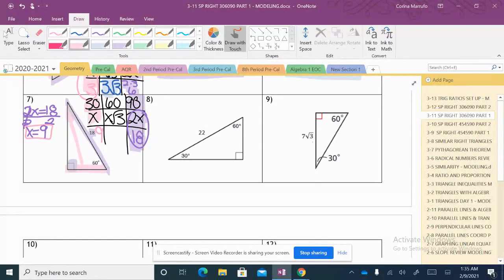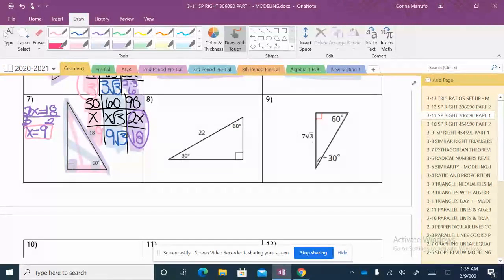And it's your smaller side, your smallest side. Now, to find the side across the 60-degree angle, we're going to take x, which we already know. This is my side across the 60. So now that I know that x is equal to 9, when I plug it in here, it's just going to be 9 times the square root of 3.